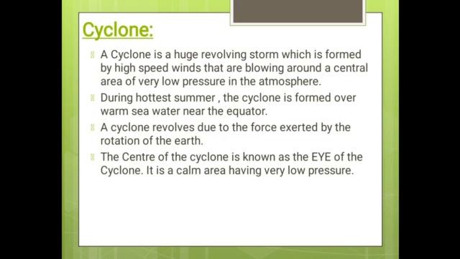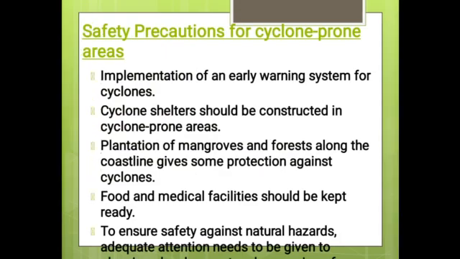A cyclone quickly dies out when it moves over land because it is unable to receive heat energy from the warm sea water. Now, what are the safety measures to be taken for cyclone prone areas? Number one, implementation of an early warning system for cyclones is of prime importance for the safety of the people of cyclone prone areas.